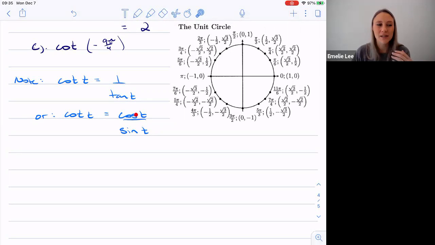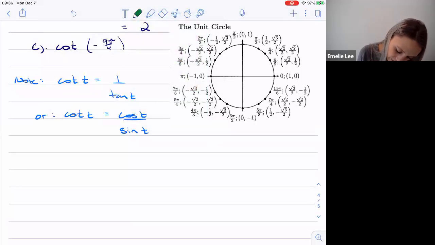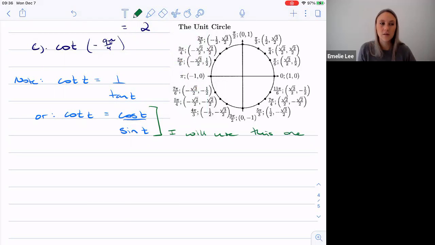Because I'm going to find the terminal point of negative 9 pi over 4, I think it's actually easier to use the second one, because it just uses the cosine and the sine, whereas here you would have to find the tangent, which is sine over cosine, and then take 1 over that. So it's that extra little step that we don't actually need to do. I will use this one.